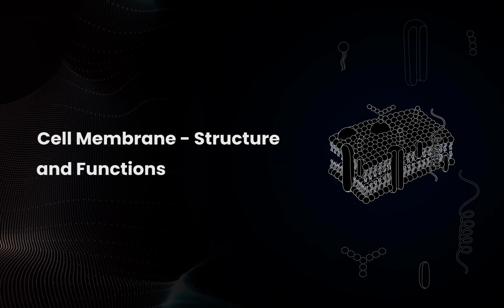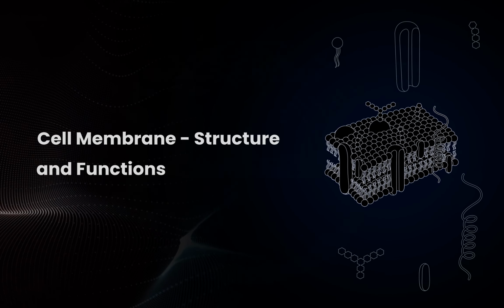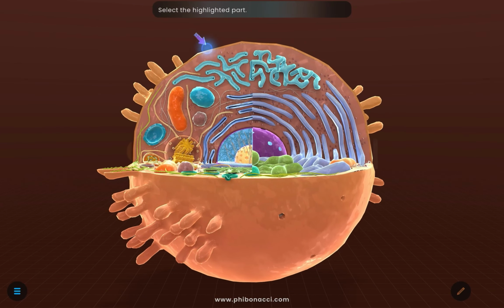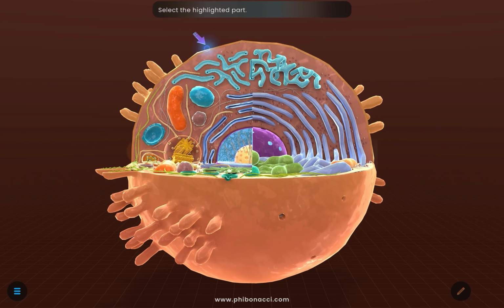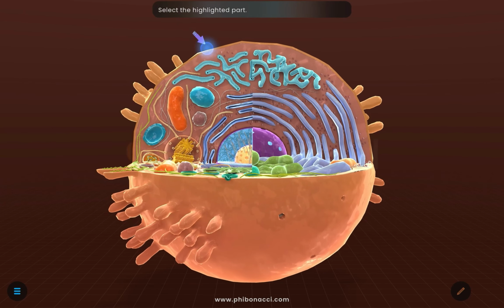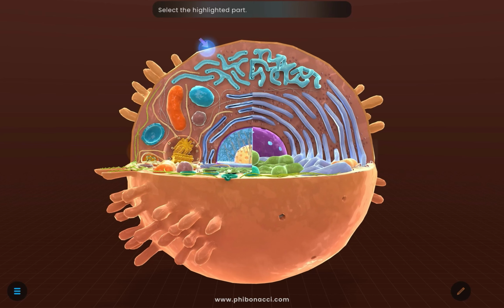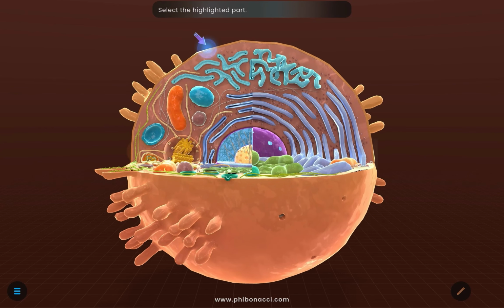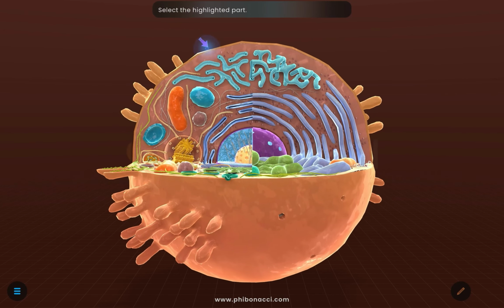Structure and function of the cell membrane. Now, the cell membrane, as we had studied earlier also, is the outermost covering of the animal cell. We will look at the structure and function of the cell membrane of an animal cell, and the different processes that this cell membrane carries out, right? So, let's get started.